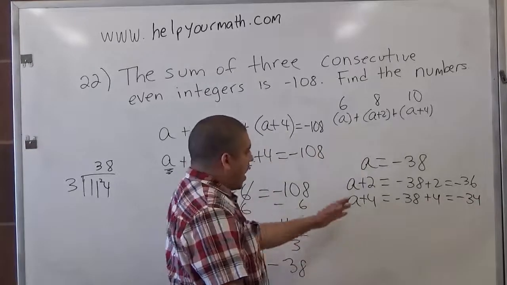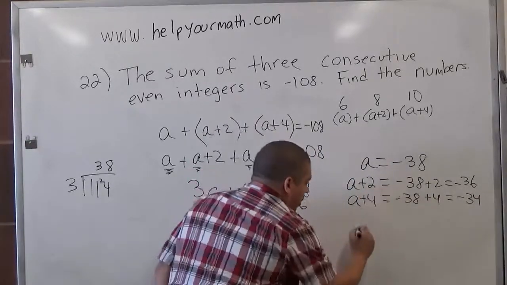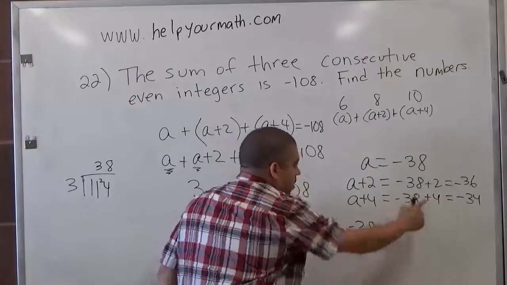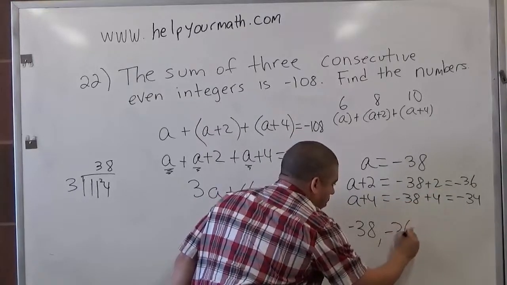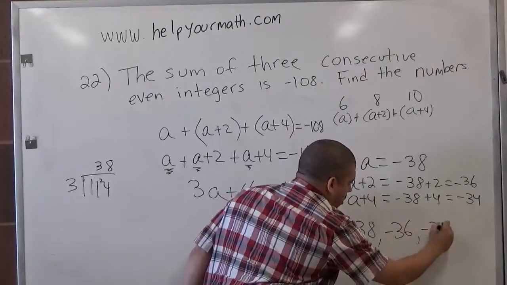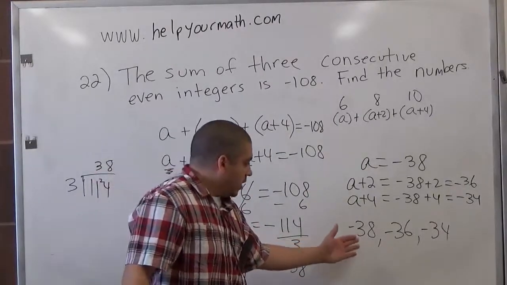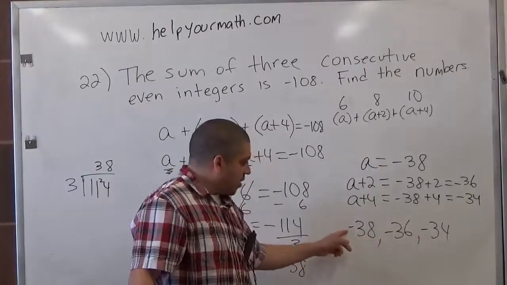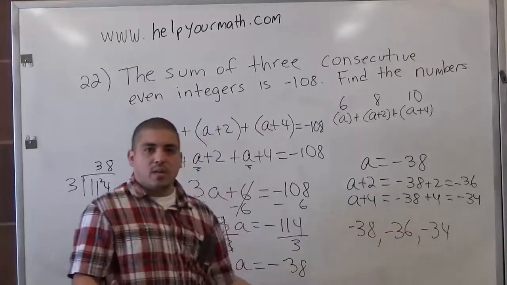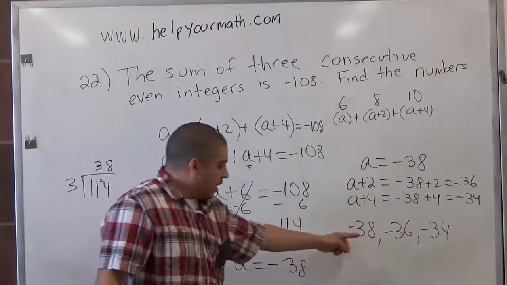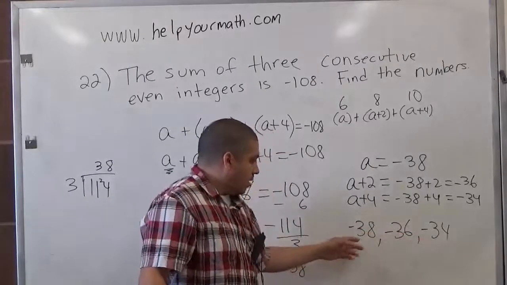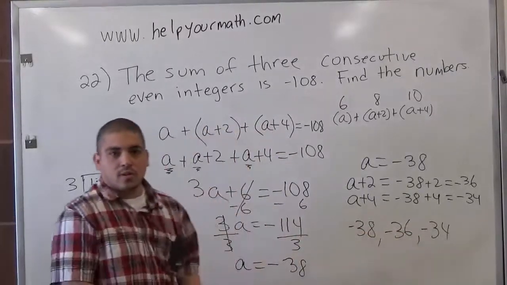So now we have our three integers, which are negative 38, negative 36, and negative 34. And if we look over our work, it makes perfect sense, because these are consecutive even integers. Even though they're negative, they're still even because they're divisible by 2. So these are even integers, and they're consecutive even integers. That's it.